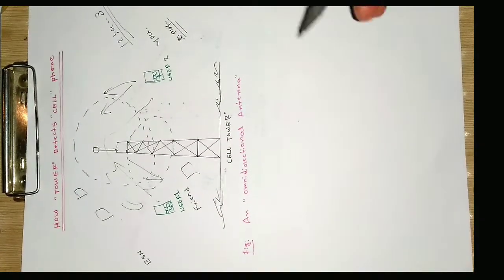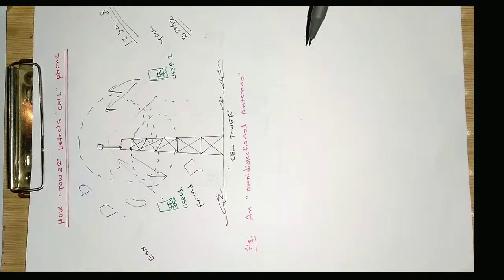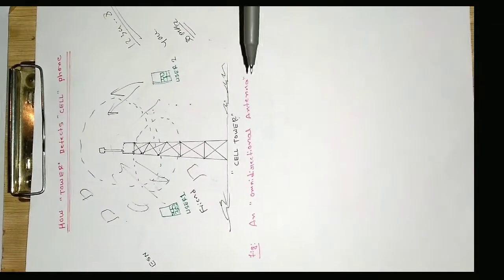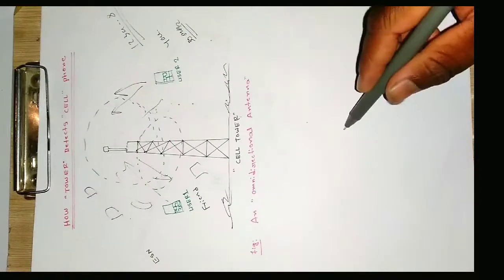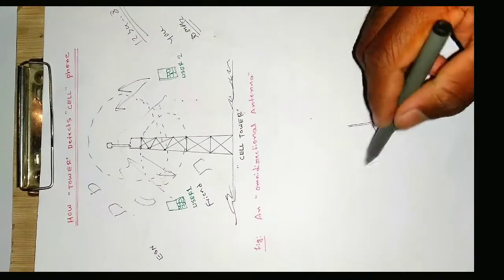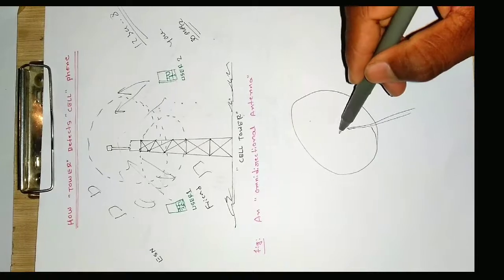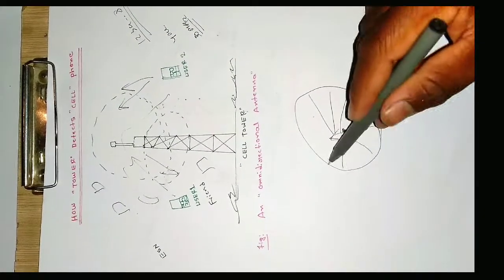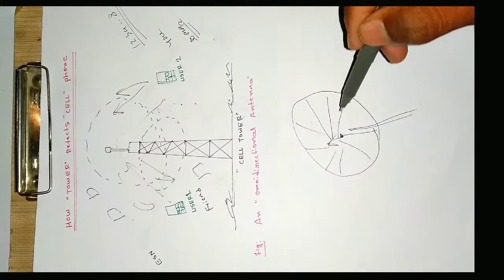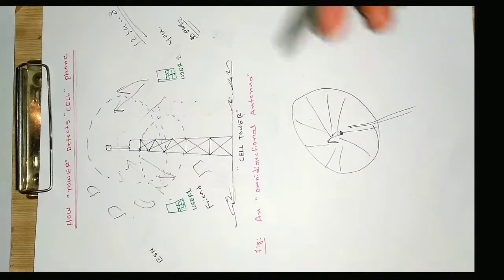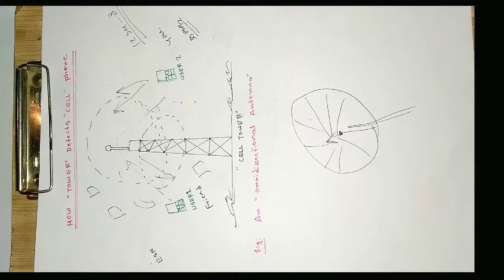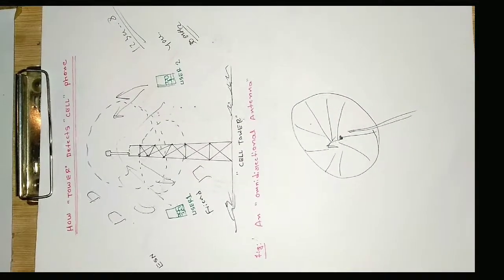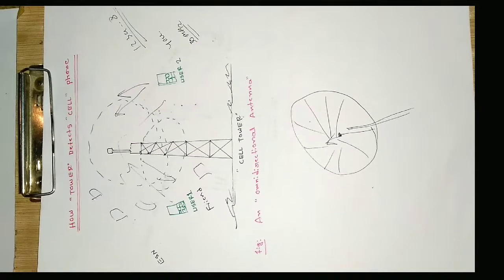This is how the communication happens in the case of the omnidirectional antenna. Omnidirectional means the antenna which splits out the energy in all directions. If this is an antenna, then it will be splitting out energy in a circle, in all directions. That is why it is called omnidirectional, because it is radiating the energy in all directions. In the next case, we will see how a sectored antenna or beam forming antenna will detect the signal.